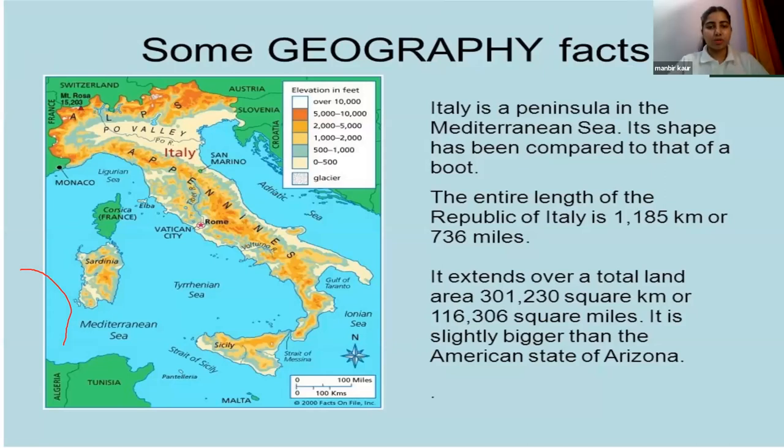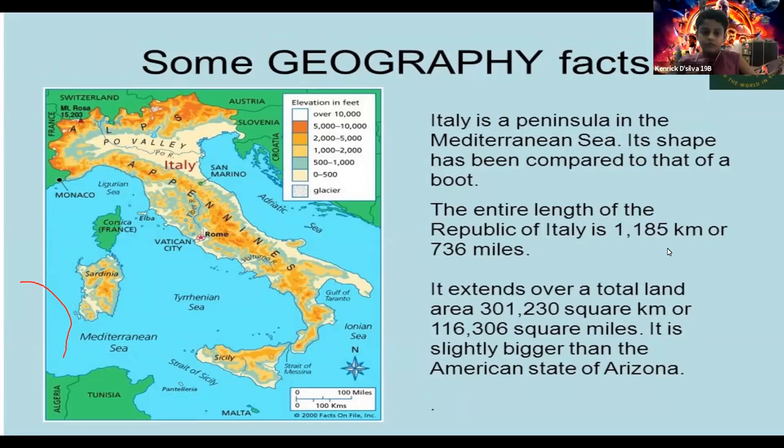We will look at the geographic facts of the country. Italy is a peninsula in the Mediterranean Sea. Its shape has been compared to that of a boot. Can you see the map of Italy? Doesn't it look like a boot? Yes, the map of Italy is compared to that of a boot. The entire length of Italy is 1185 kilometers, and it extends over a total land area of 301,230 square kilometers. It is slightly bigger than the American state of Arizona.